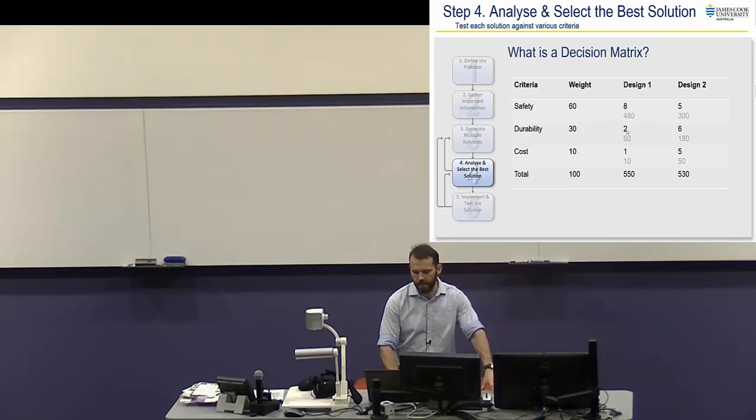Next thing, durability. Design 1, 2 out of 10, that's not very durable at all. All right? So it's probably going to break pretty quick. Design 2, 6 out of 10, that's more durable. Certainly more durable than design 1.